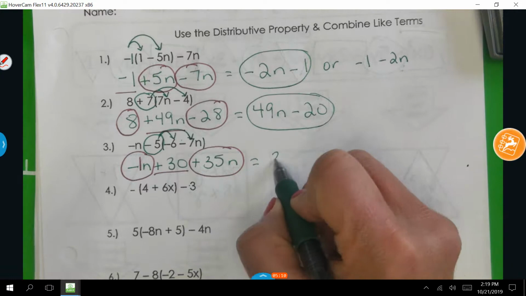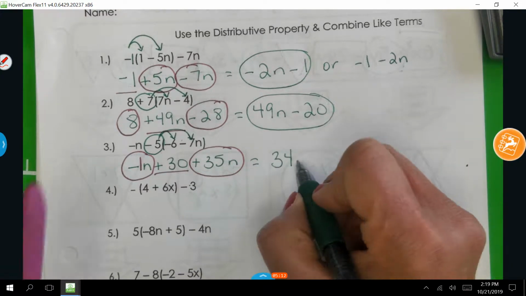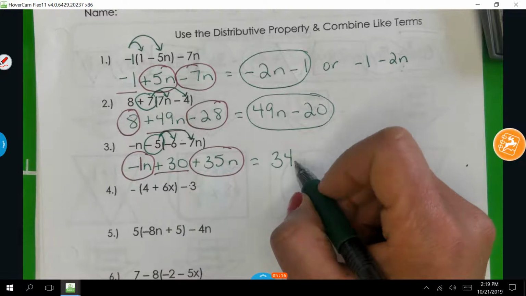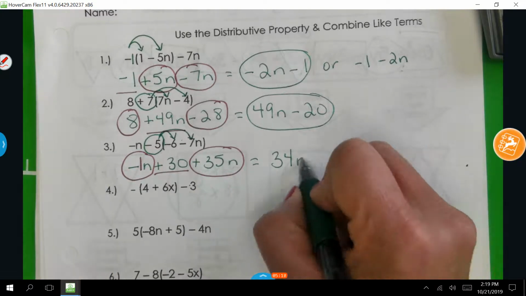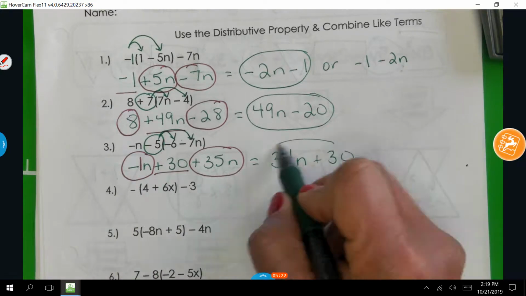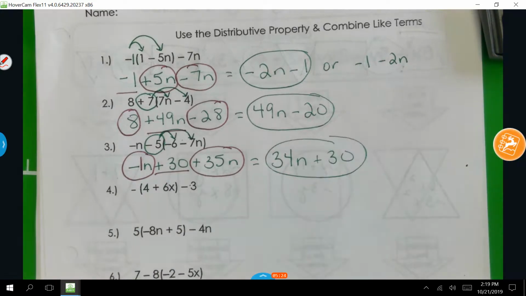It's positive. Because negative 1 and 35. It's like I have $35. I only spent $1. You still have 34. So, and then put the n, and then we just put plus 30. And that's your answer. You cannot put these two together. Do you see how the 30 doesn't have an n? Therefore, they are not like terms. They cannot go together. Okay? They cannot be put together.